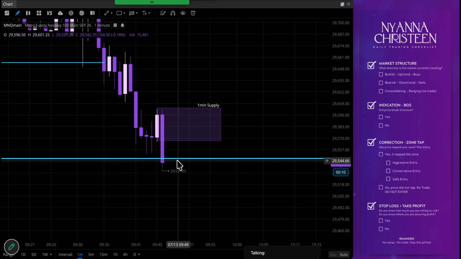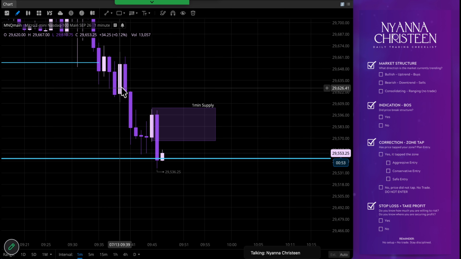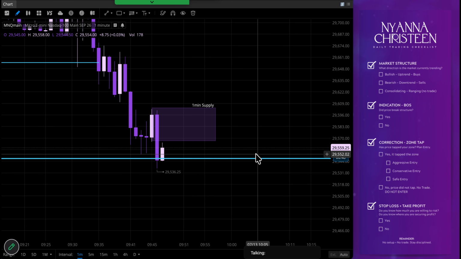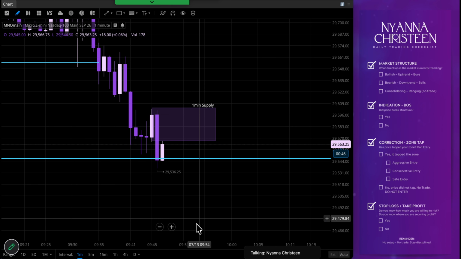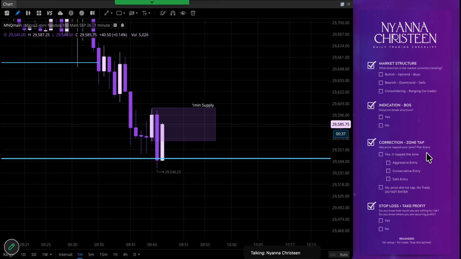Okay, well, since we got the major breaker structure, which is this, now we need for price to tap the zone. So right now, price did not tap the zone, so there's no trade, do not enter. Let's see how price reacts, because it tapped here, but it did not tap here or here. Is that a tap? Let's see. It closes in 45 seconds. I would like to see it close. We did get a tap, but it needs to close outside the zone.